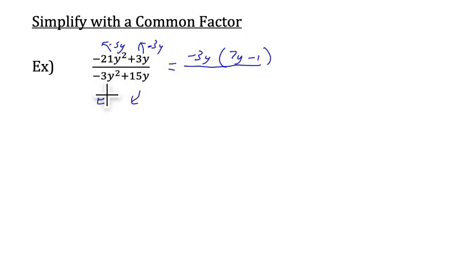In the denominator, we can also factor out a negative 3y. Just coincidence there. It doesn't have to be the same as what we factor out in the numerator. So that negative 3y comes out in front. And when we divide negative 3y squared by negative 3y, we get y. And 15y divided by negative 3y, that's negative 5. So here, that whole negative 3y cancels out in the numerator and the denominator, leaving us with 7y minus 1 over y minus 5.